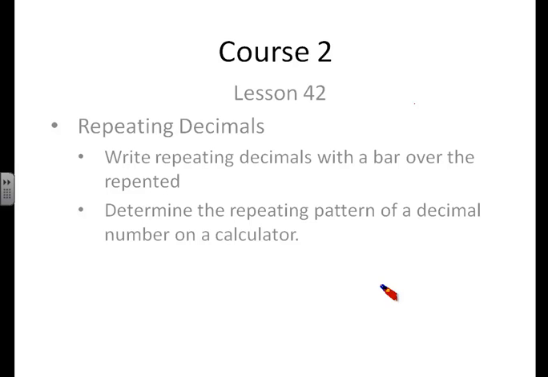Welcome to Course 2, Lesson 42. In this lesson, we're going to talk about repeating decimals. We're going to write repeating decimals with a bar over them, and the number that we put the bar over is called the repetend. We're going to determine the repeating pattern of a decimal number on a calculator.